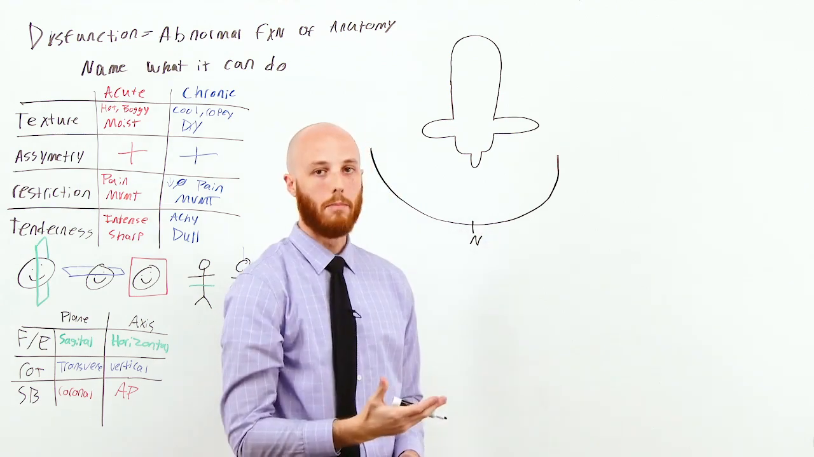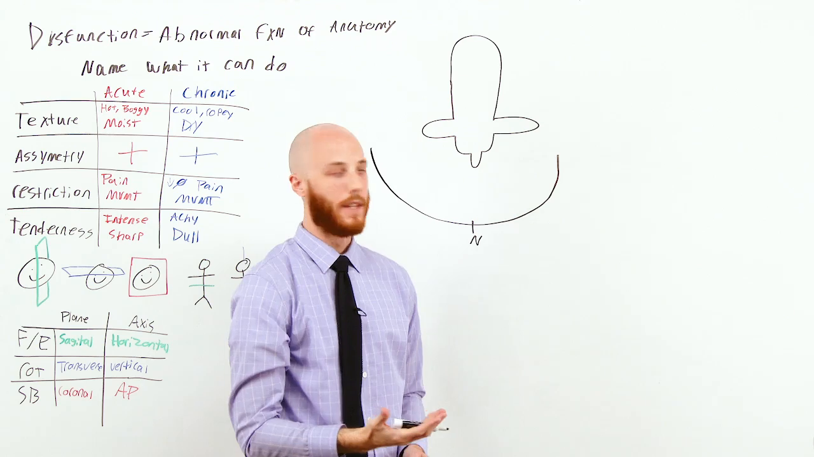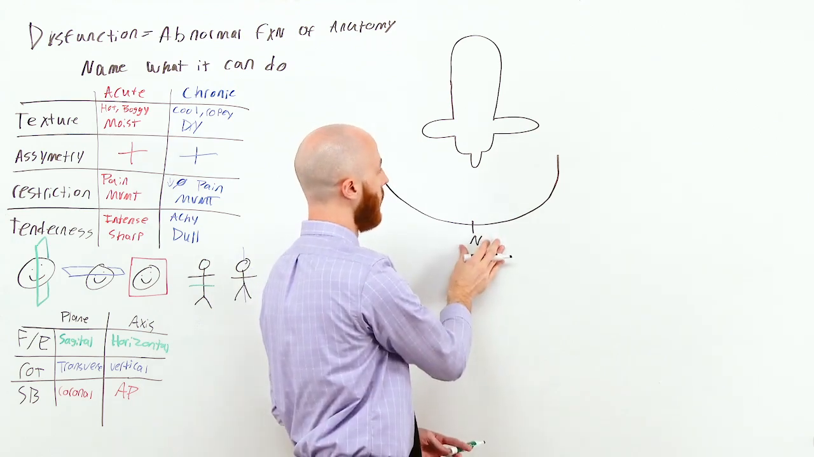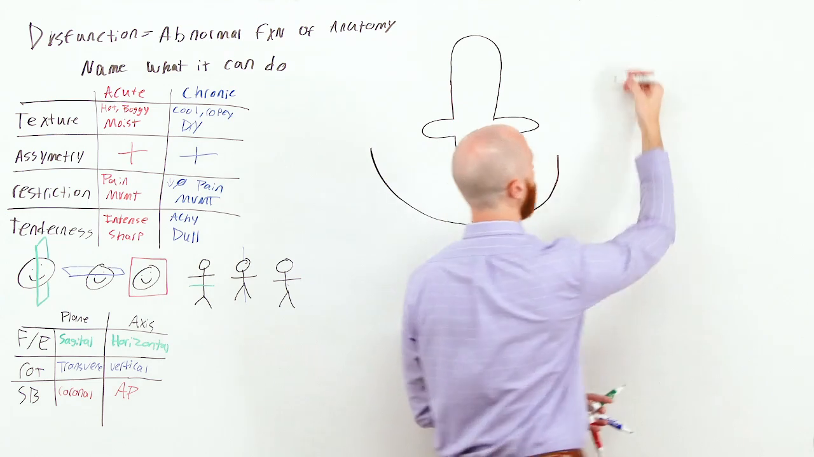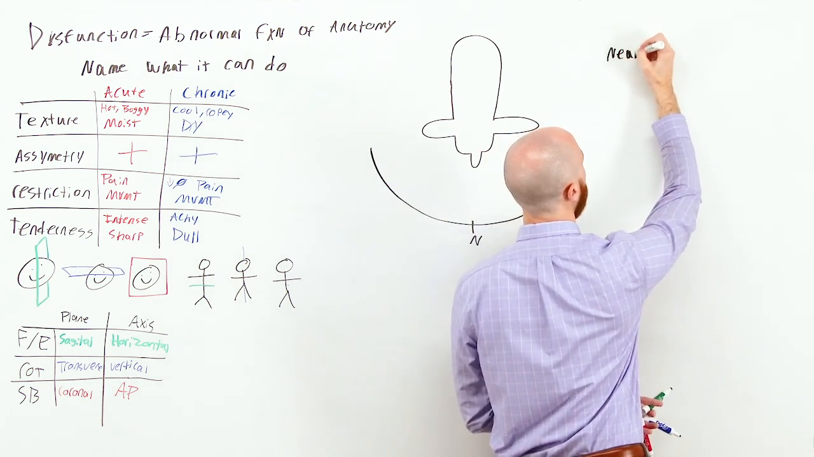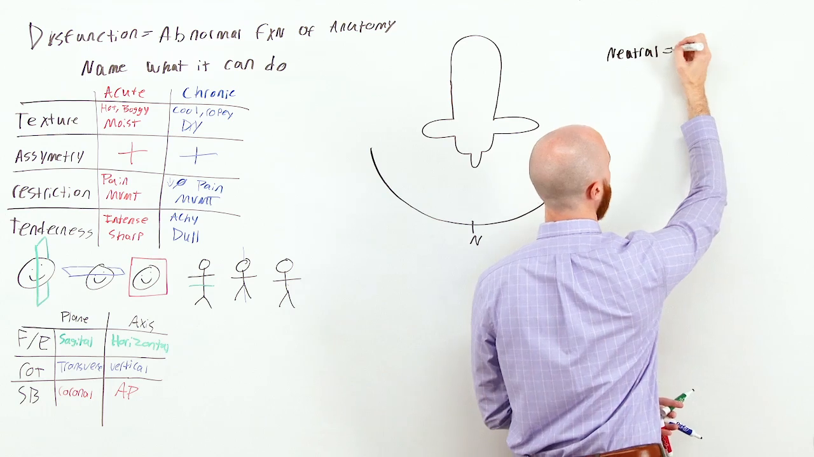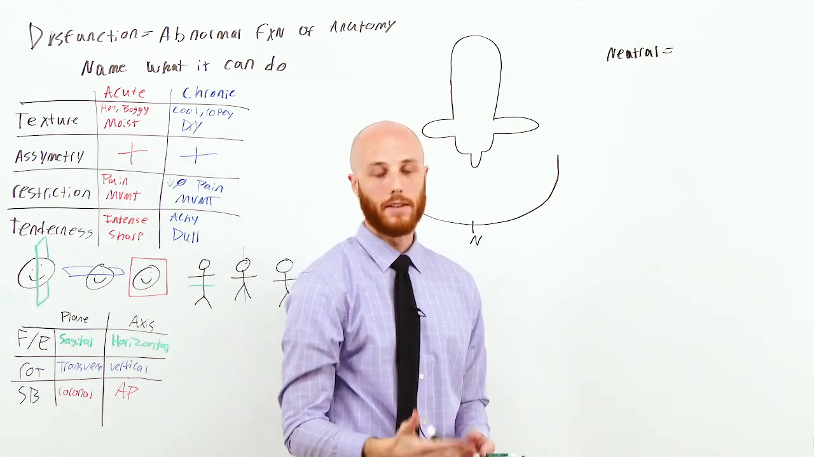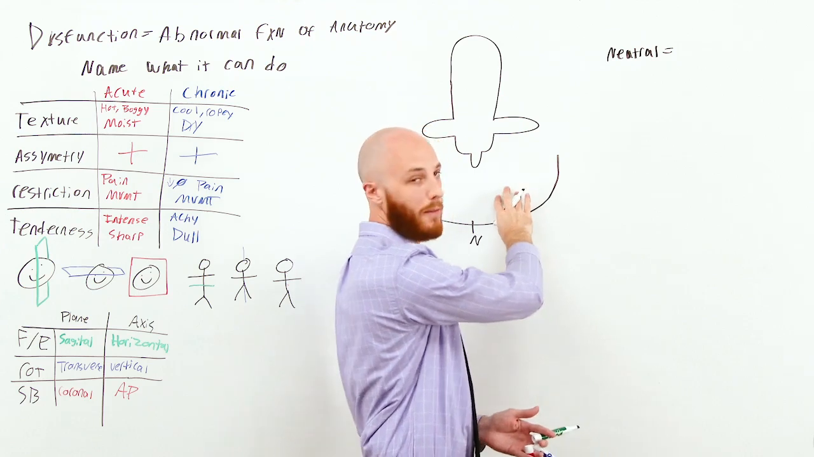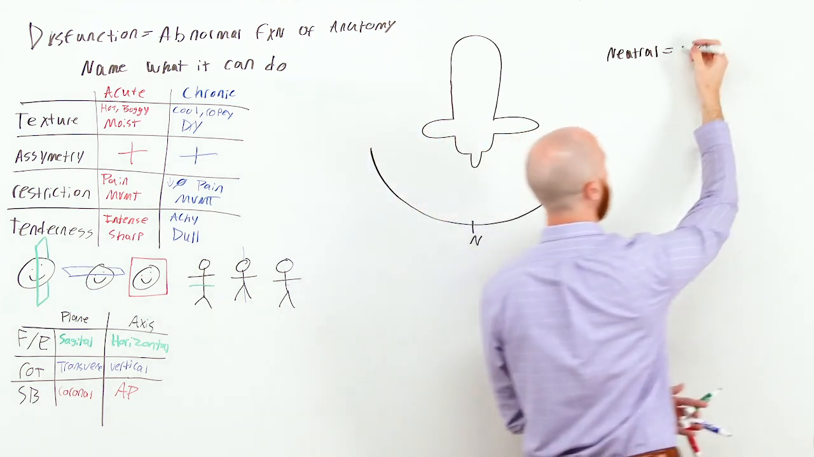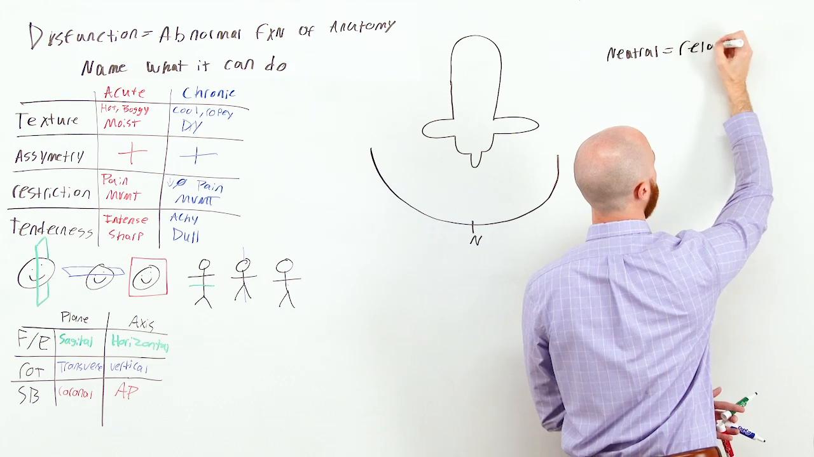So there are a few different barriers that you need to learn the names of. The first one is neutral. So in neutral, the patient is totally relaxed. They're sitting still. This is how the anatomy normally sits in neutral. So relaxed.